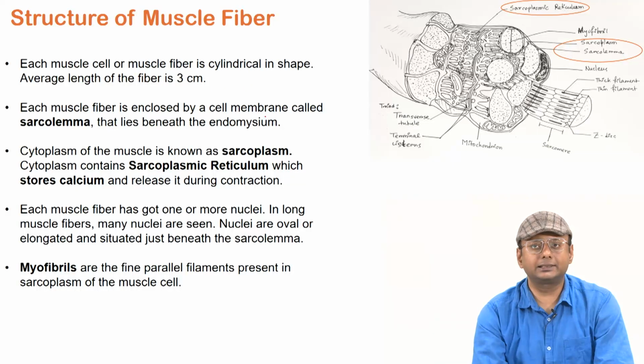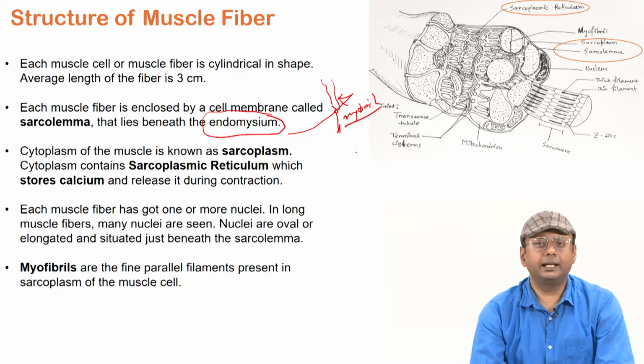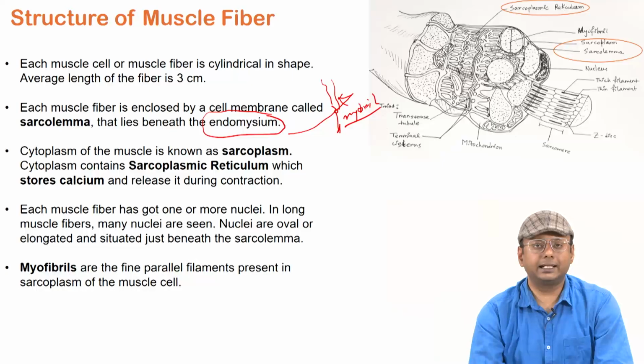You remember in the last slide we already discussed what the endomysium is: the inner layer of the myofibril was called the endomysium, right? Endomysium. And now just beneath the endomysium there is another cell membrane, which is called the sarcolemma.